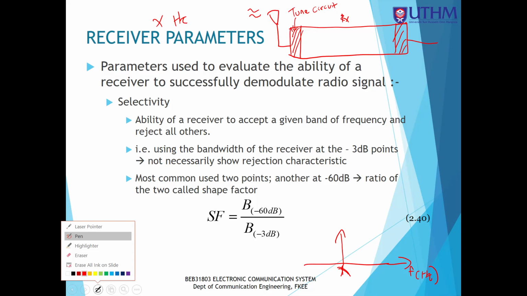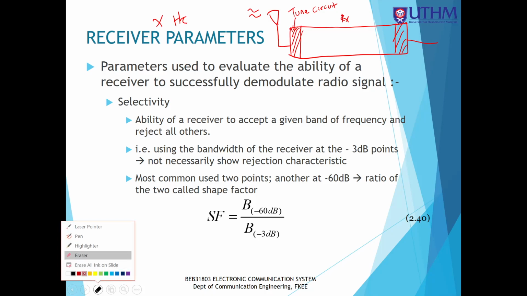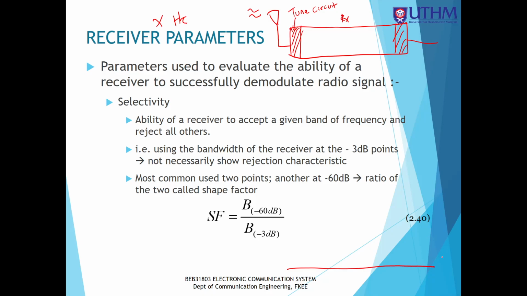Okay, so I use a different color. So for example, here is the wait, so I want to show you what happened actually. Sorry, I redraw again. Sorry, I want to explain about this. For example, the frequency band, this is a frequency band F of hertz.